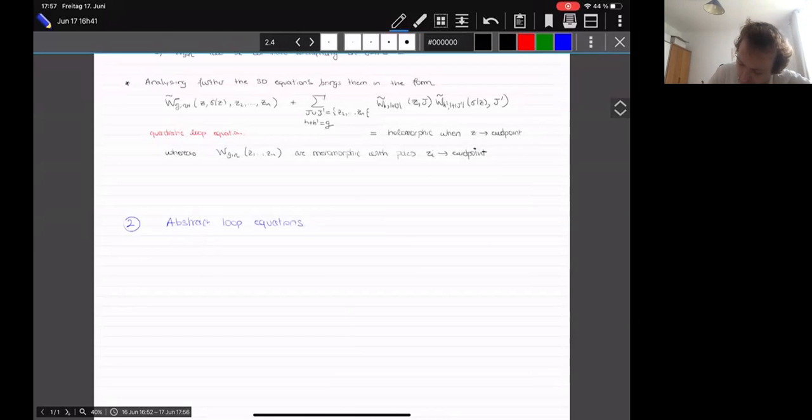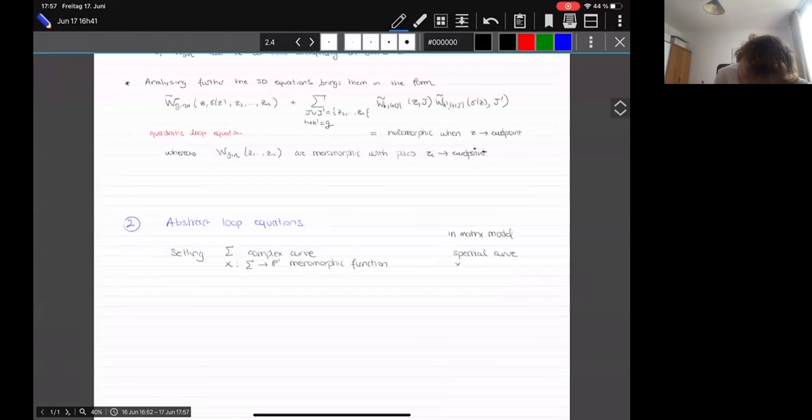So when I talk about abstract loop equation, I want to consider this now independently of any matrix model, where I have sigma. So the setting is that sigma is a complex curve. X is a meromorphic function. So if it were the matrix model, that would be the spectral curve.